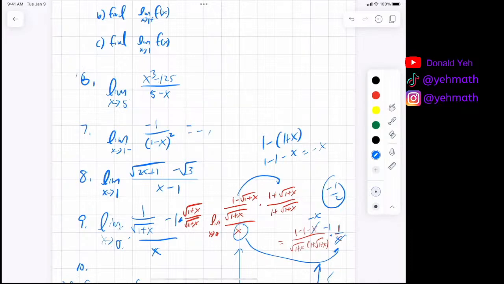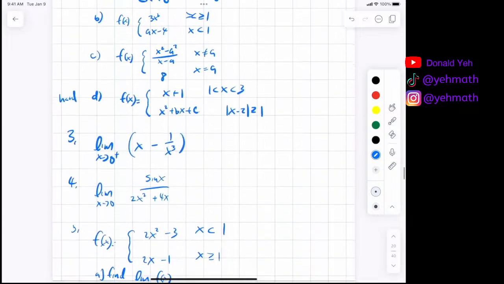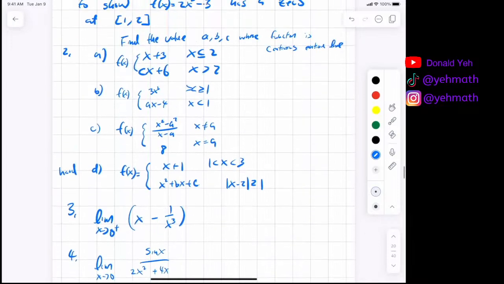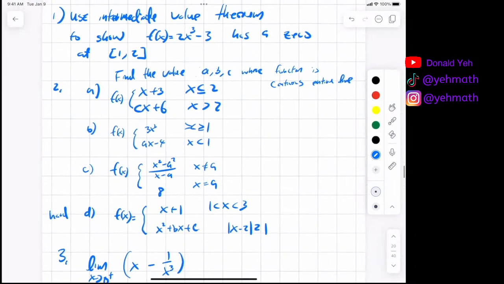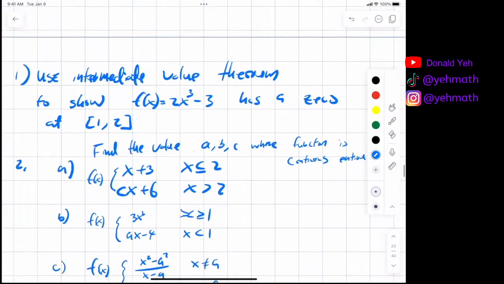This one's negative infinity. This one, I don't know if you guys got negative infinity. Yeah? Okay. That's a one. All these questions are good questions. You are probably going to see some type of question like that. What was the answer for 6?